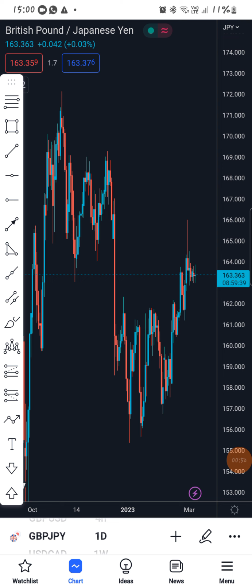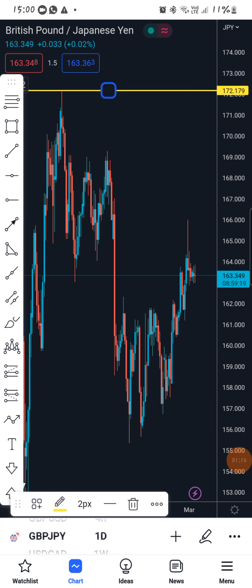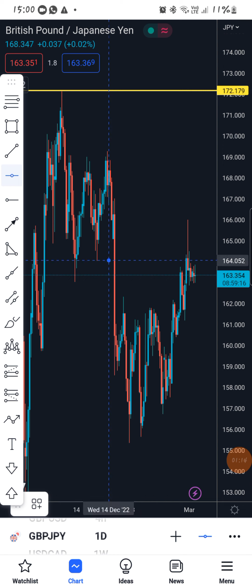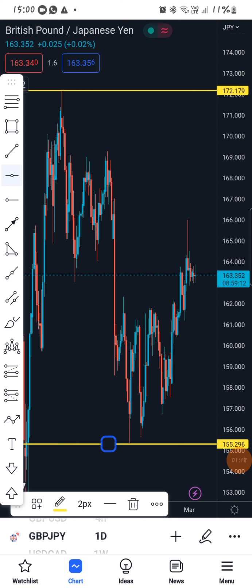Here we can see this is our highest point of the day. The market went all the way from here to this low here. So basically we're going to start from there. We start from here, we put a line there, and then where is our lowest point? This is our lowest point.